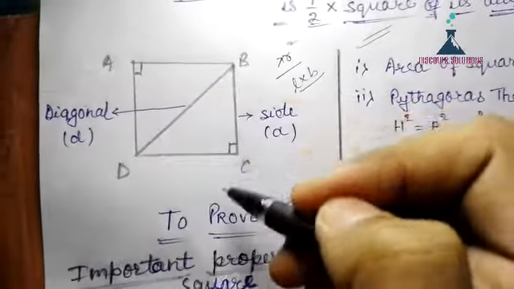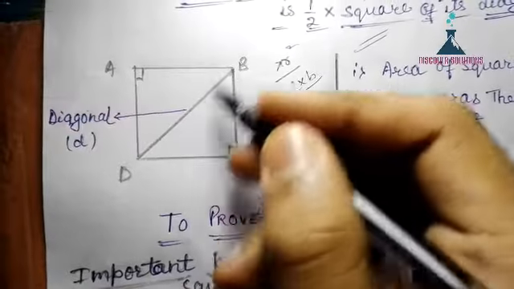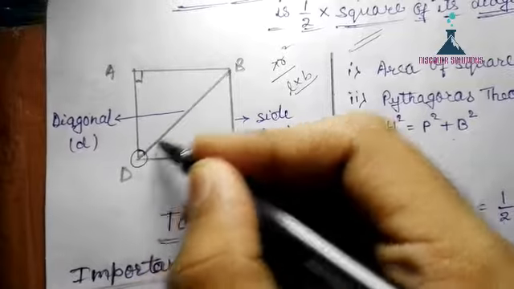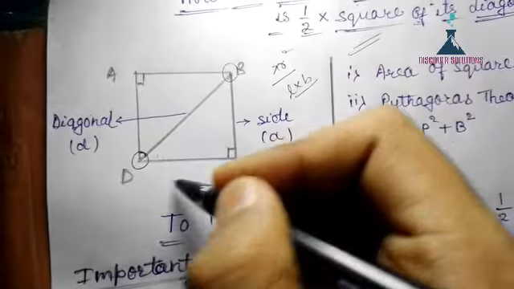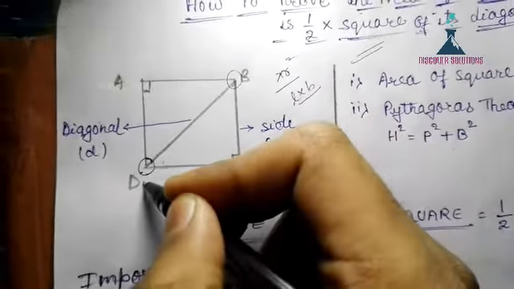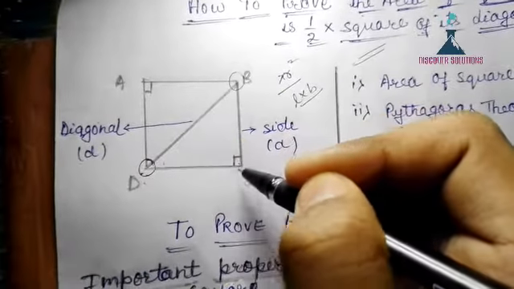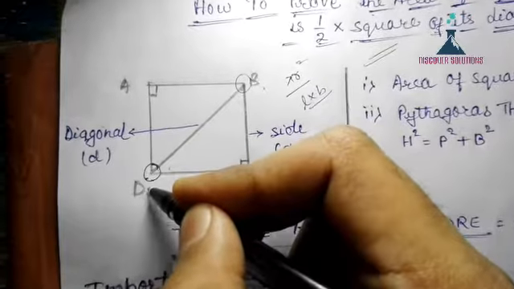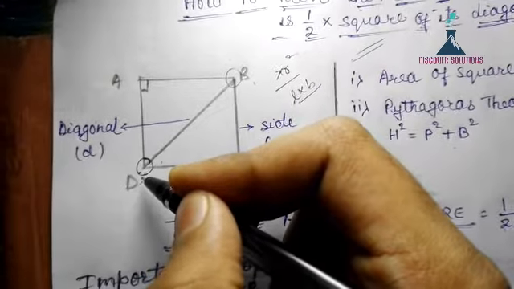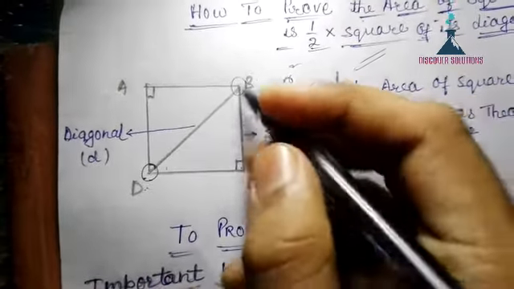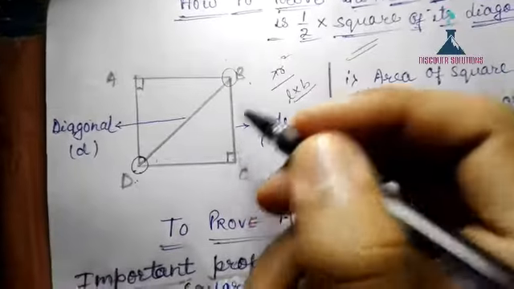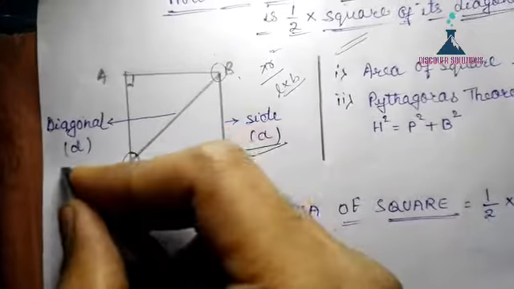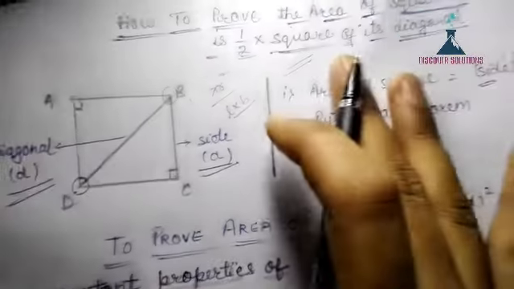As you can see, ABCD is a square, and its diagonal is the line segment which joins two non-adjacent vertices, that we can see. So friends, here D and C are adjacent and A and B are adjacent, but C and A are not adjacent vertices, and B and D are also not adjacent vertices. And friends, in a square all sides are equal and we denote it by a, and the diagonal is denoted by d. Now friends, let's move forward.